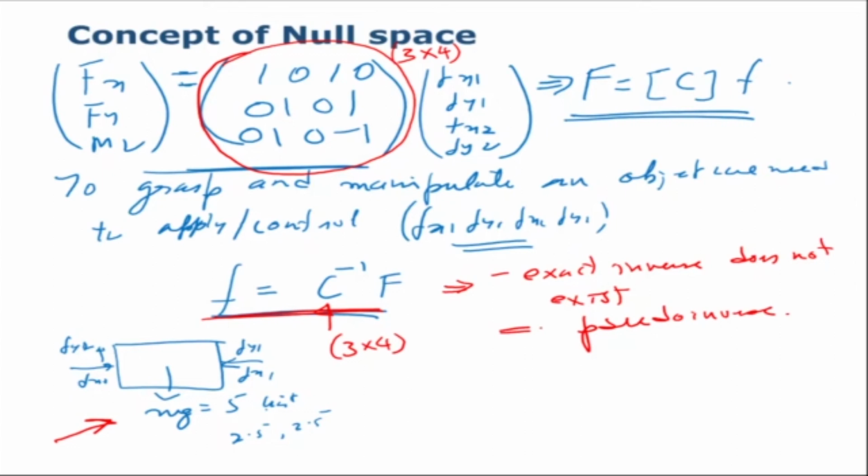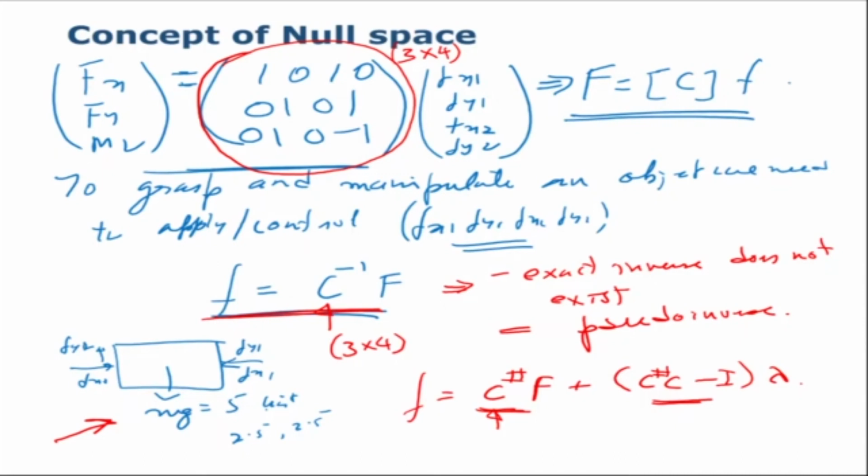Now the solution of this equation is f equals C hash F plus (C hash C minus I) into lambda. So the solution of this equation is, since we don't have an exact inverse because this is a non-square matrix, we get a pseudo inverse, which is not an exact inverse. So we get one part of the solution plus another part. This solution comes in two parts: the particular solution and the homogeneous part.